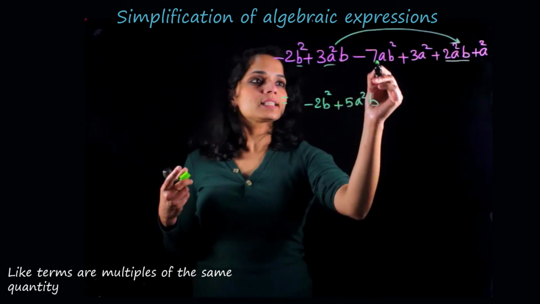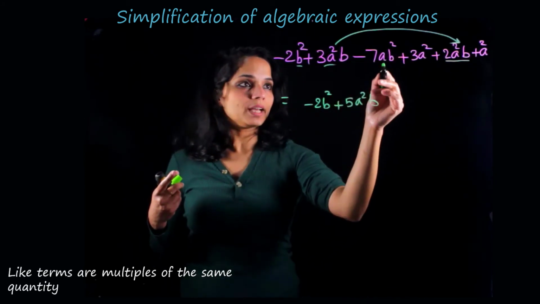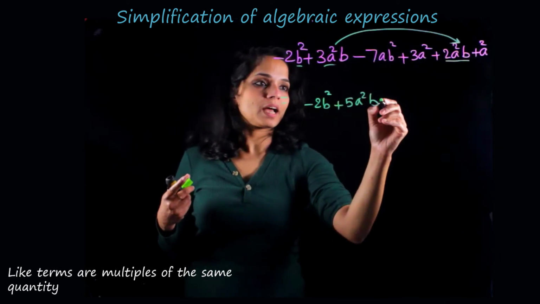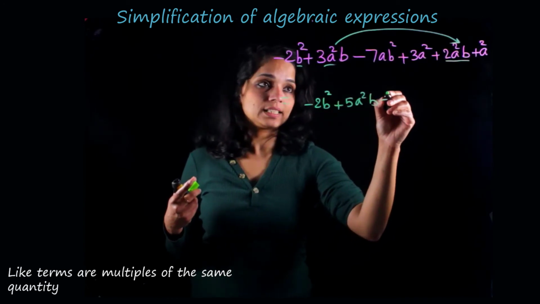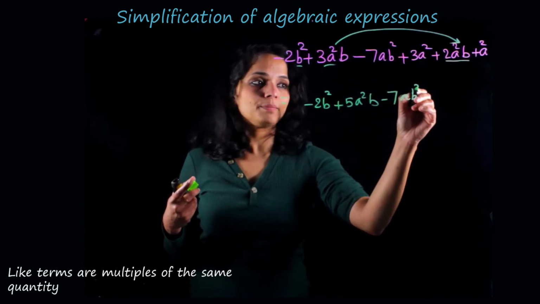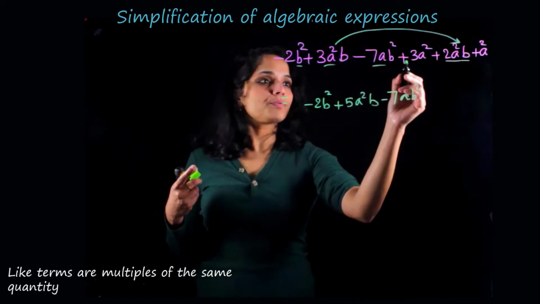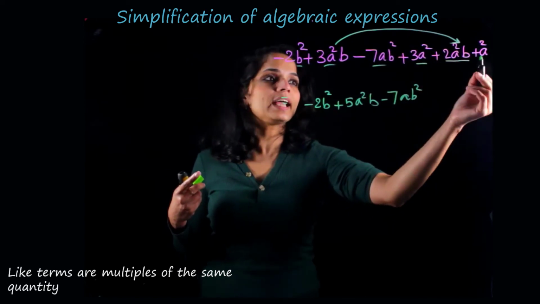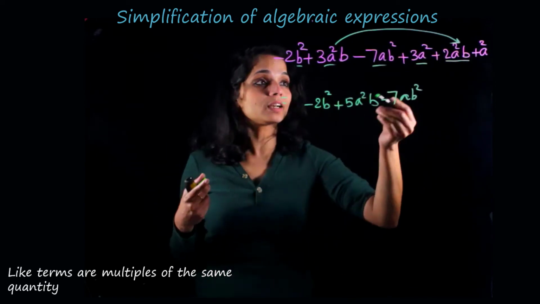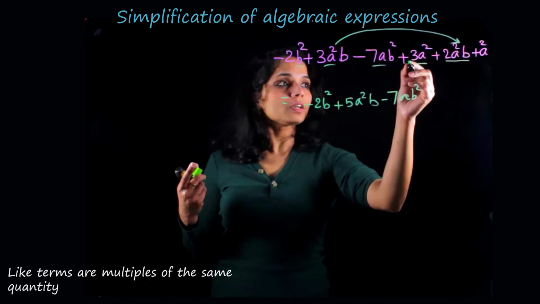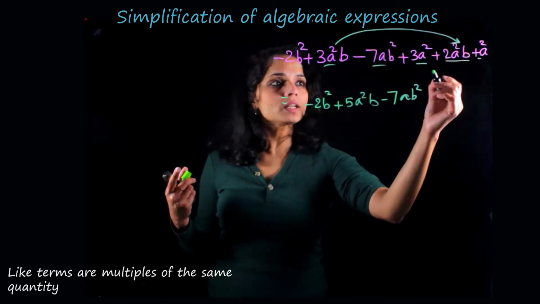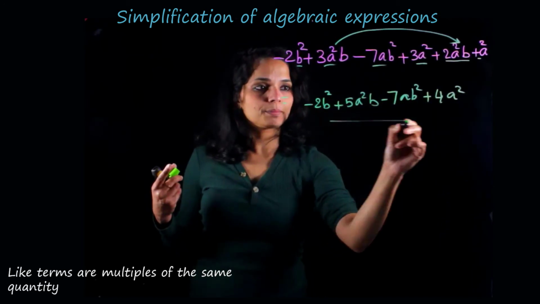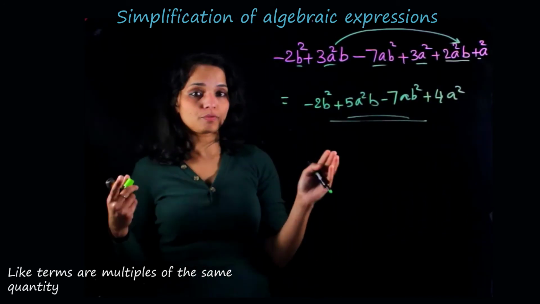The next one is minus 7ab squared, which is a multiple of ab squared. We don't have any other term having ab squared, so let's write it down as it is, minus 7ab squared. The final terms to consider are 3a squared and a squared, which are both multiples of a squared, so they can be combined. 3 plus 1 is 4, so 4a squared. That's the most simplified version of it.